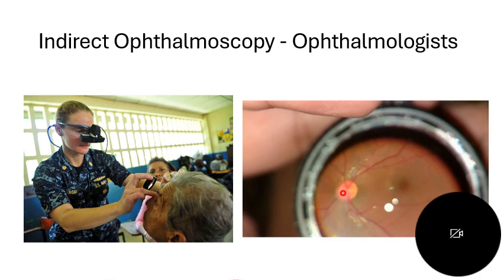You can see the optic nerve, the macula, which is the center of the vision, and the center of that is the dark spot right there, and you see the vessels coming out of the optic nerve, and this is a healthy retina.